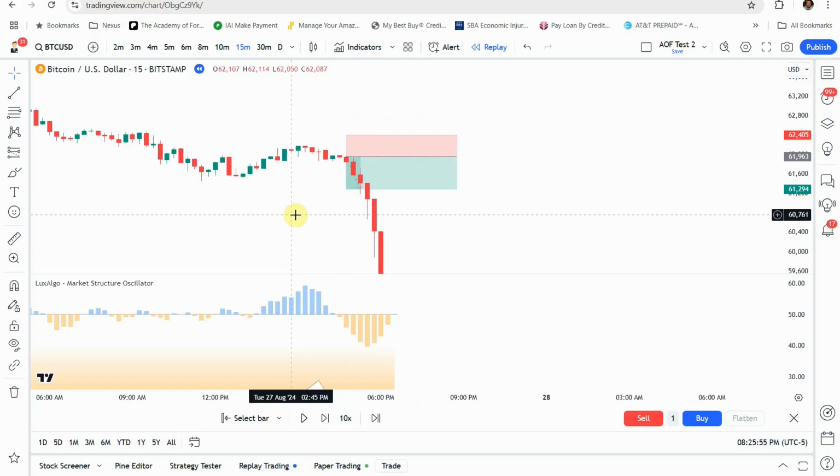And you can see within just a couple bars, we make a nice push to the downside, getting us to our take profit once again. Alright, so that puts us at the end of the testing right there.